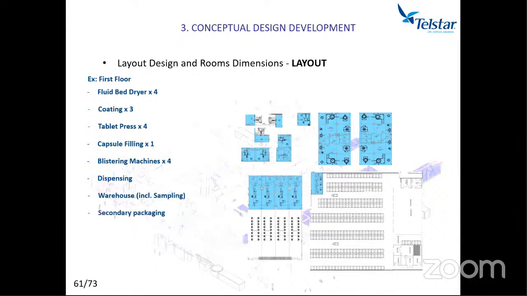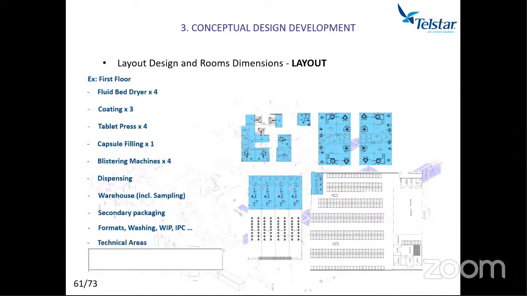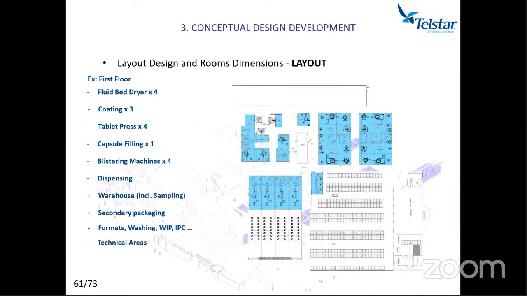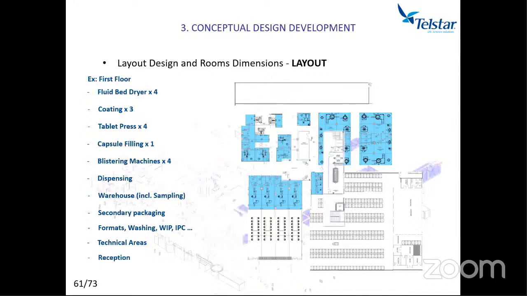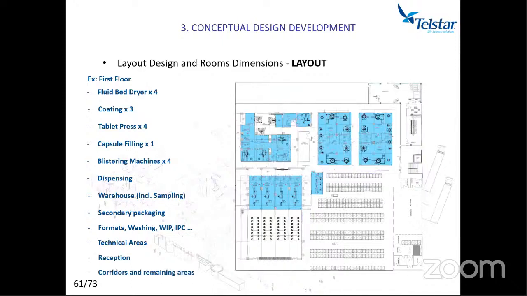In this case, it's manually packed, but it is ready in case we want to have a secondary packaging machine. We need some areas for format washing and working process. Technical areas also have to be considered, reception and some offices over here, and that's it. Some corridors, and we have the design of the first floor of the facility. You see how easy this is once we know everything that we need.